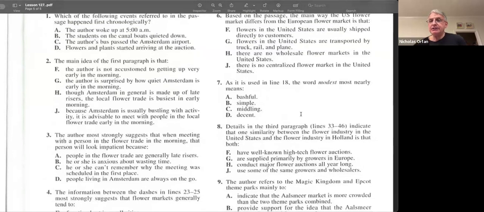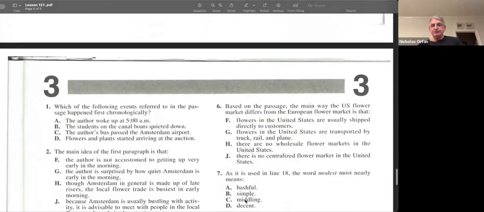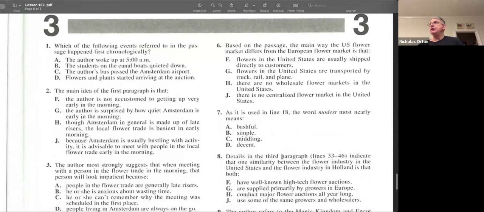7, as it is used in line 18, the word modest most nearly means, well, let's look at line 18. It's known around the world as a remarkably high-tech, high-speed way to sell flowers, but it has modest beginnings. Small beginnings, simple beginnings, I guess low scale beginnings, slow beginnings. So something that would mean not complex and not high speed. Bashful, simple, middling, which means average, or decent. So the only right answer is simple. It had simple beginnings. So the right answer to 7 is B.